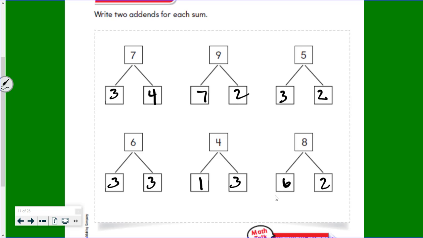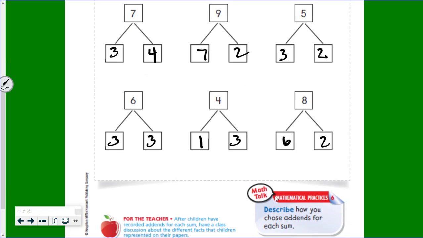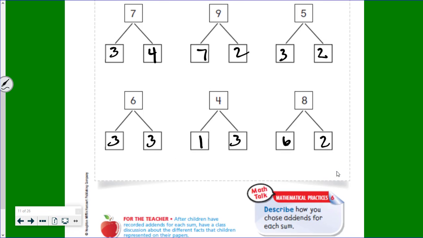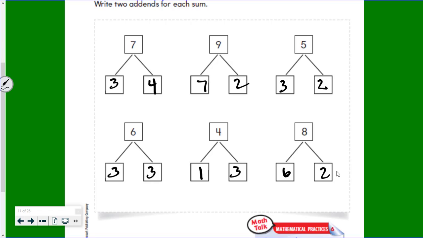And then for 8, I did 6 plus 2 equals 8. And so down here for your Math Talk question, it says, describe how you choose add-ins for each sum. Well, I kind of already described that with my counters, right? You have to make sure that the 2 add-ins, for example, 6 and 2, equal the digit that you're going for, right? They have to equal that sum.